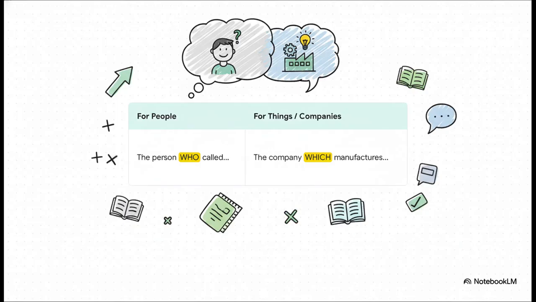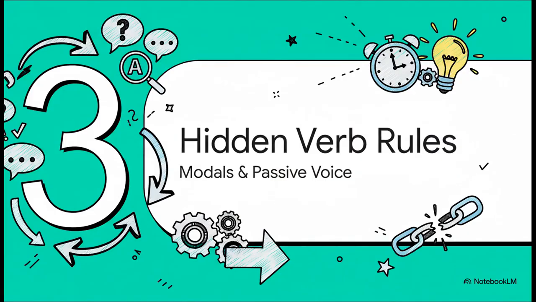And that brings us to another simple but super important split. Who is reserved for people. That's it. For everything else, we're talking objects, companies, even animals in formal writing, the word you're looking for is which. All right, let's move on to our third section, those sneaky little verb rules. We're going to focus on modal verbs. You know, words like will, should, and can. They have some very strict rules that are just so easy to forget when you're under pressure.